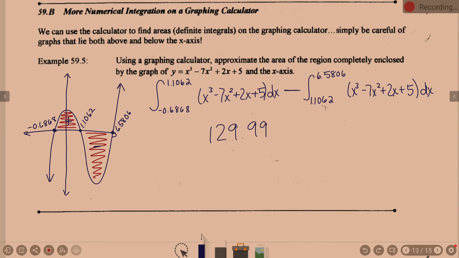If I go AP style, minimum 3 decimal places, 129.995 units squared. And of course, this is officially an approximation because we use those rounded boundary values.